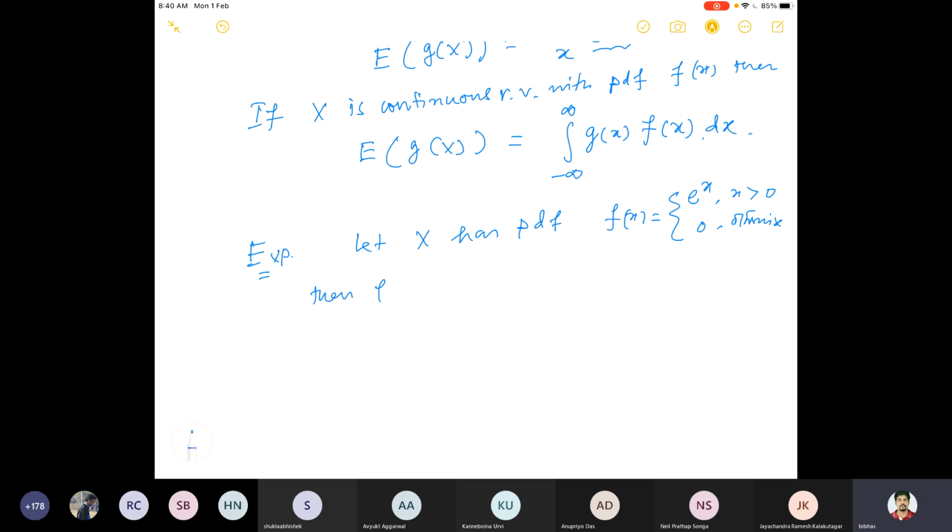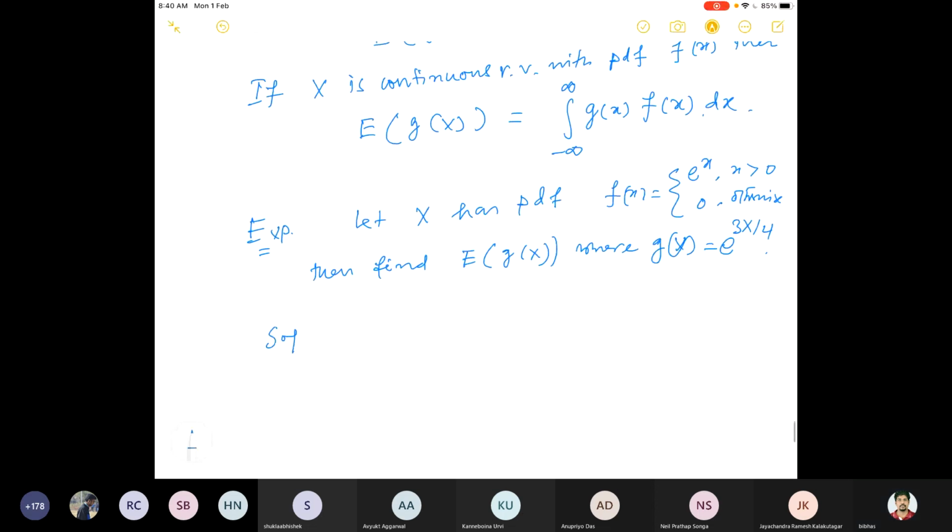Then let's say find the expected value of g(X), where let's say g(X) is equal to e to the power 3X by 4, something like that. So what do you have to do? You have to only perform an integration, right? So what is the solution? The solution is you are calculating the expectation of e to the power 3X by 4.